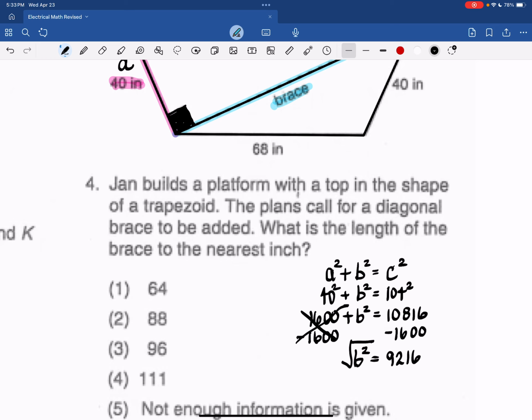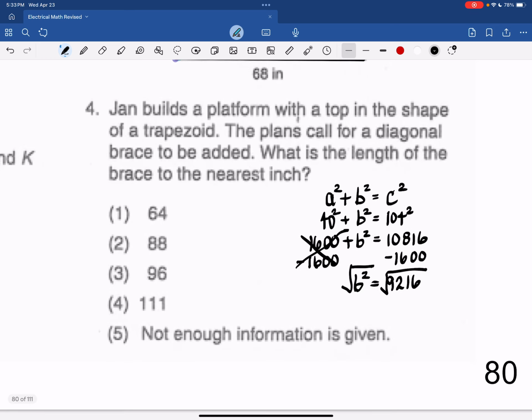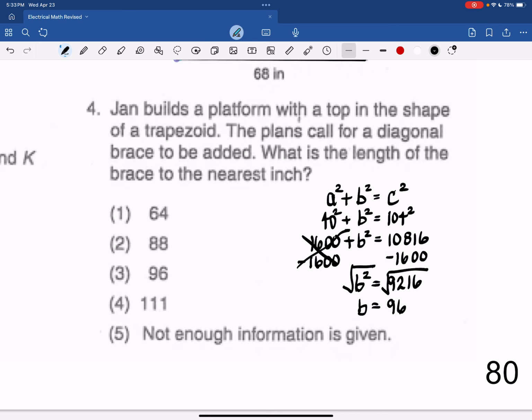And then take the square root of both sides. I think this one's even. I believe it's 97, but let me see. 9,216. I was close. It's 96 inches. So I like answer number 3 on that one.